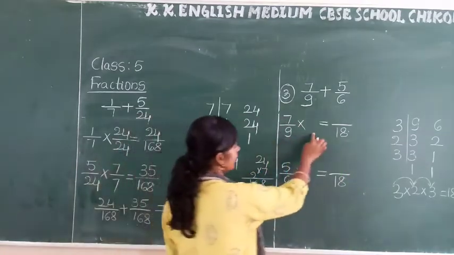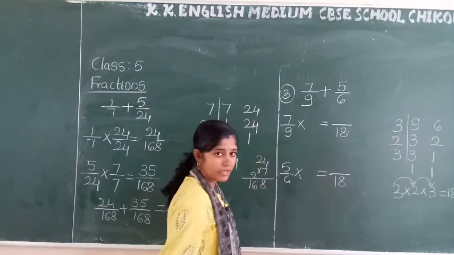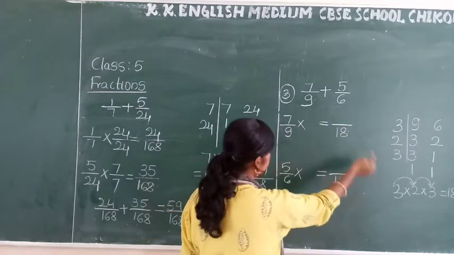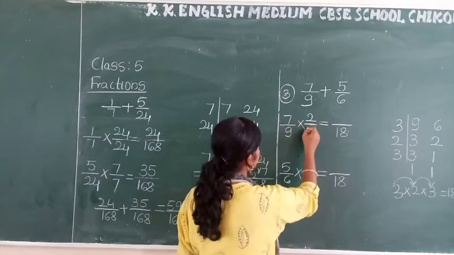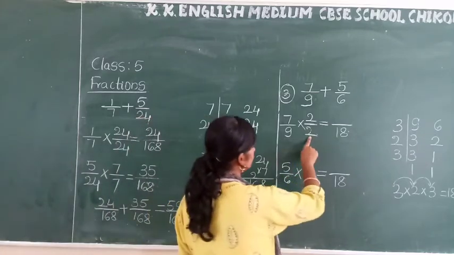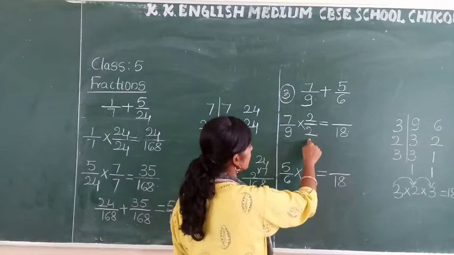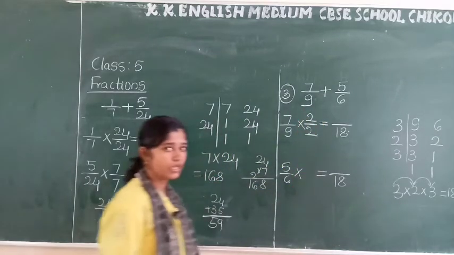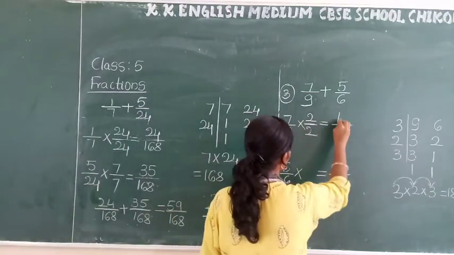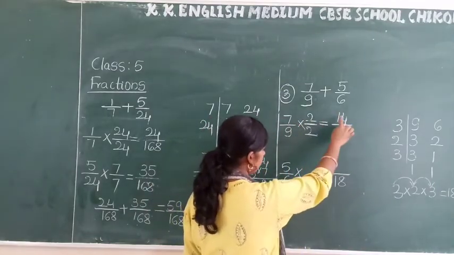You have to make the denominator the same. I want the answer 18, so which number do I have to take here? I have to take 2. Why? Because 9 2s are 18. When you are multiplying, multiply the numerator and denominator with the same number. Here you took 2. Don't take 3 or 4, it's wrong. The same number you have to take as a numerator. 9 2s are 18, 7 2s are 14. Understood?